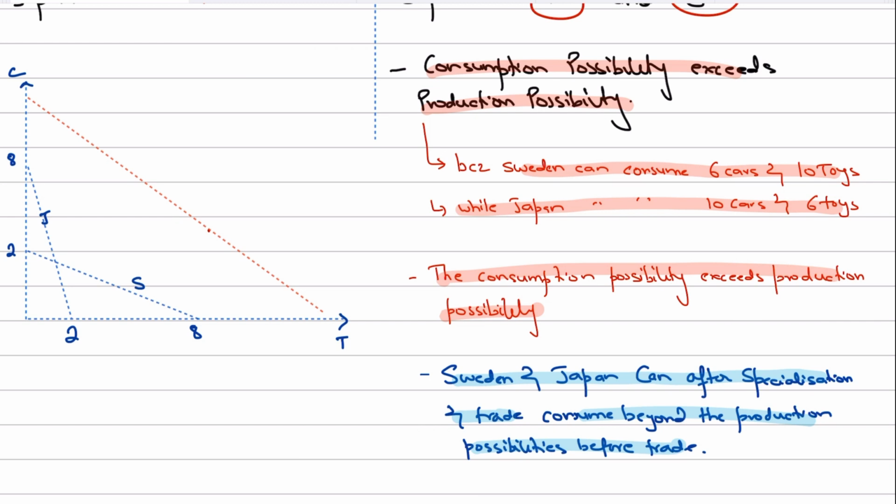Now in the coming videos, we're going to be discussing the comparative advantage, and I'm pretty sure now you have understood the concepts behind these exchange ratios and why we need to calculate the exchange ratio between the opportunity cost ratios.